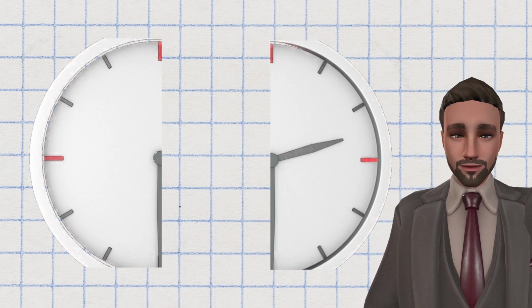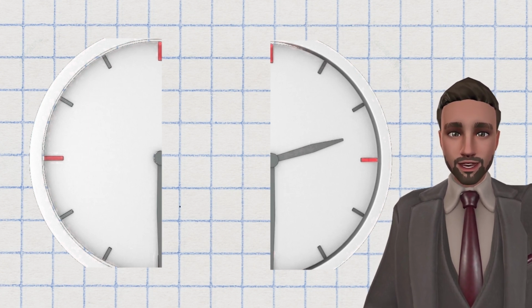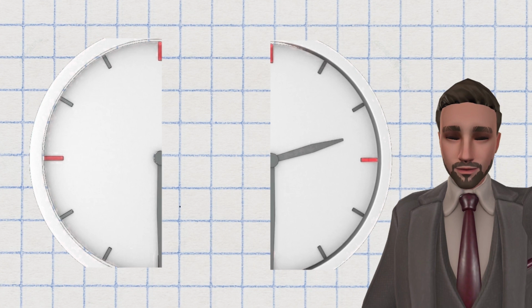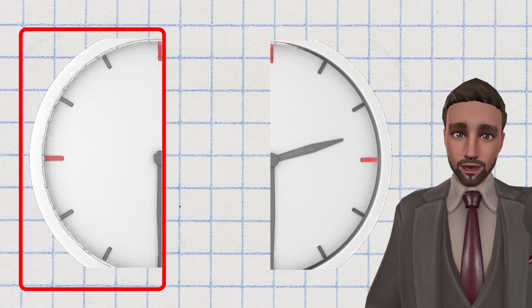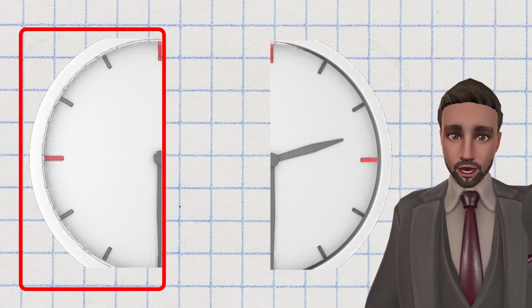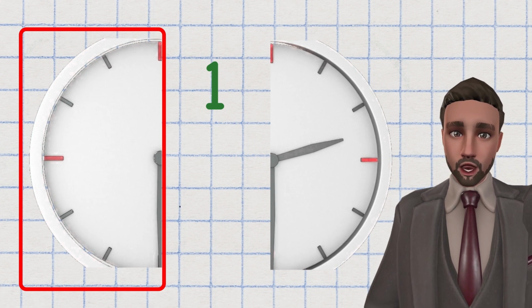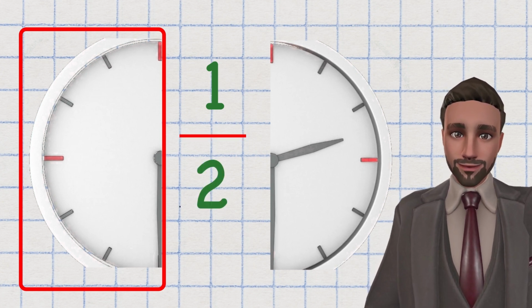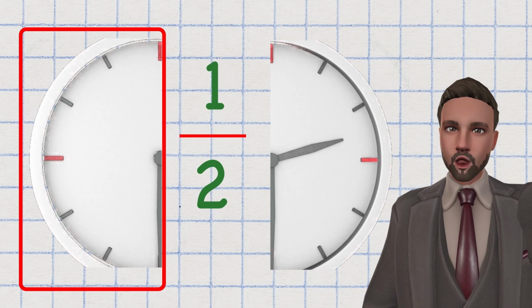The parts that I have go on the top and the parts that I split my whole into go on the bottom. So if I said I have half an hour, I have the part, just 1, and my whole, which was split into 2. What about a quarter of an hour? Well, a quarter is split into 4 parts.